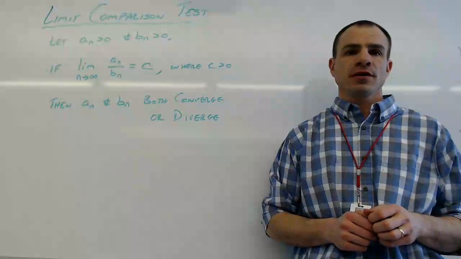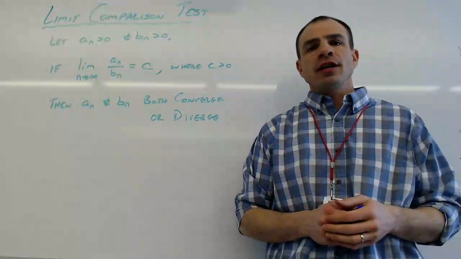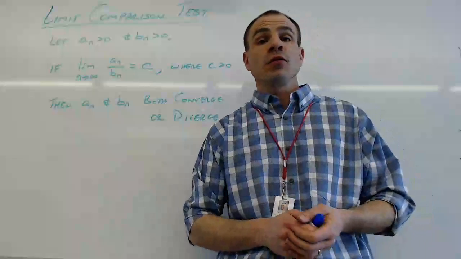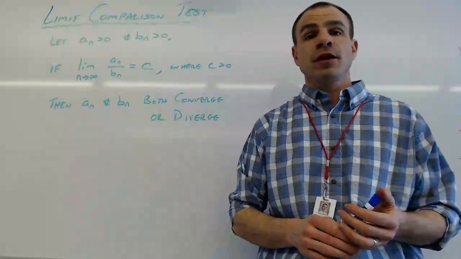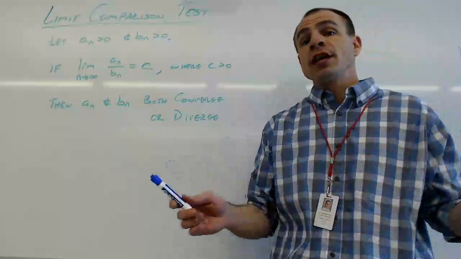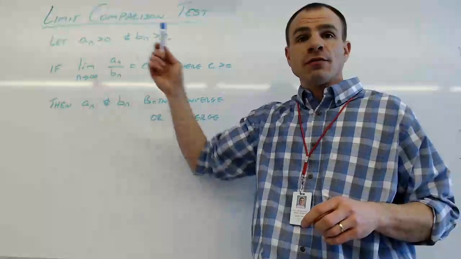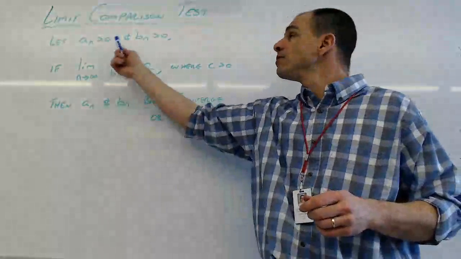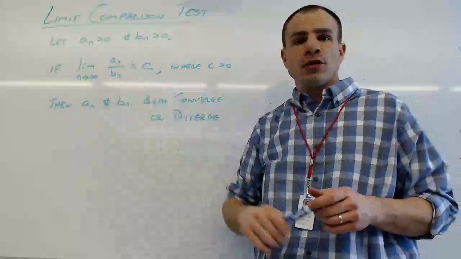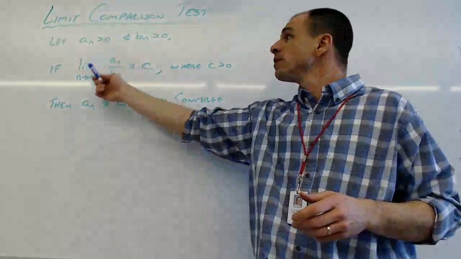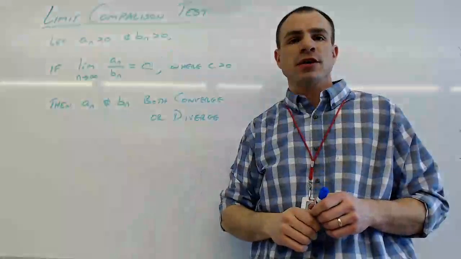The limit comparison test. The general idea is, once again, like the ratio test, we're going to take the limit as n approaches infinity. What are we going to take that limit of? It's going to be the ratio of two positive series. Okay, so a sub n and b sub n, we're going to find the limit as n approaches infinity of the ratio.